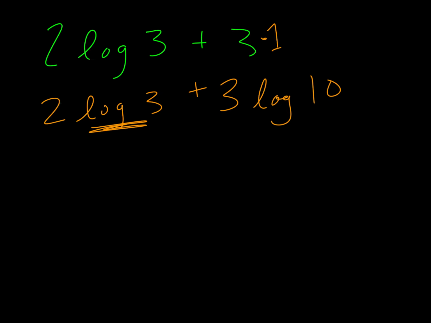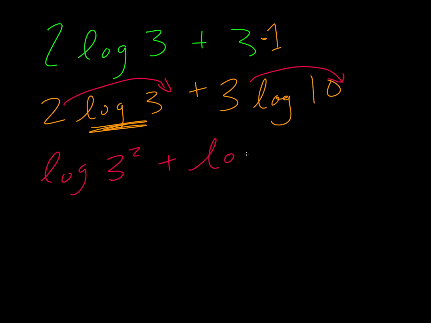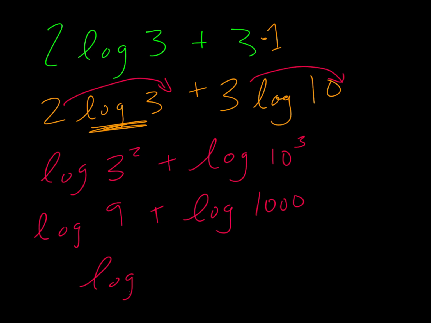All right, at this point it's very similar to the previous problem. Bring those up there, so we get log 3 squared, and then log 10 to the 3. Okay, let's actually square that, so log 9, and actually apply the cube, so log 1000, and then we want to multiply these, so we do log 9000.